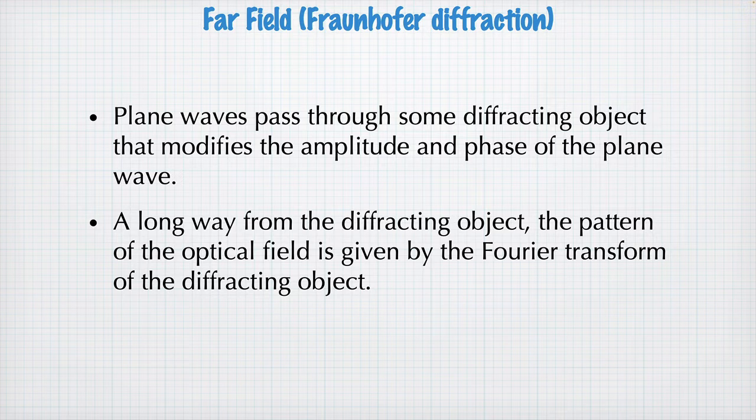Now, a long way from the diffracting object, the pattern of the optical field will be given by the Fourier transform of the diffracting object. So if we can write down a function for this diffracting object, a function that tells you how that diffracting object changes the amplitude and phase of the plane wave over space, then we can calculate what the diffraction pattern is in the far field.